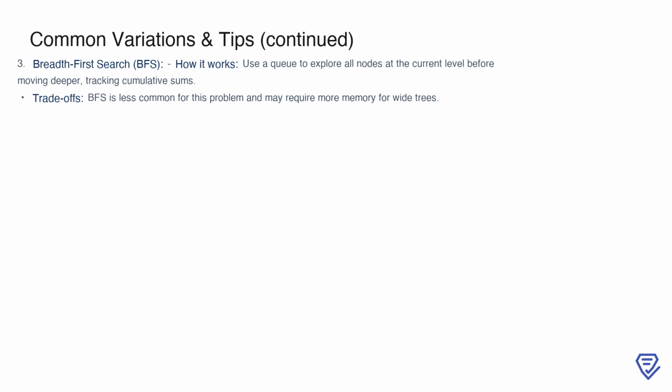Another alternative is breadth-first search, or BFS. In this approach, you use a queue to explore all nodes at the current level before moving deeper into the tree. By tracking cumulative sums as you go, you can verify the path sum at each step. However, BFS is less commonly used for this problem. One reason is that it may require significantly more memory, especially for wide trees where the number of nodes at each level grows quickly. Still, it's a valuable approach to know, as it might be more suitable in scenarios where you need to prioritize level order processing over depth-first traversal.